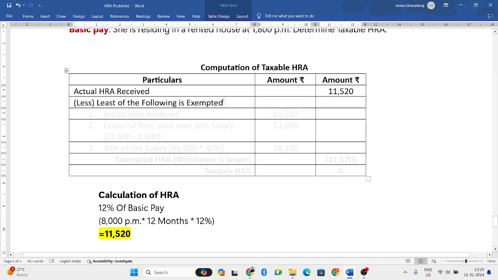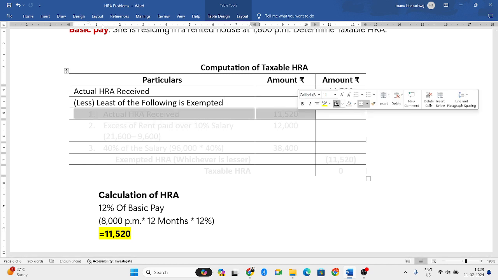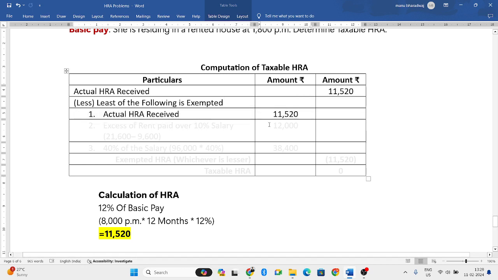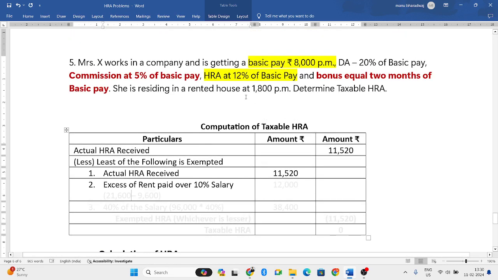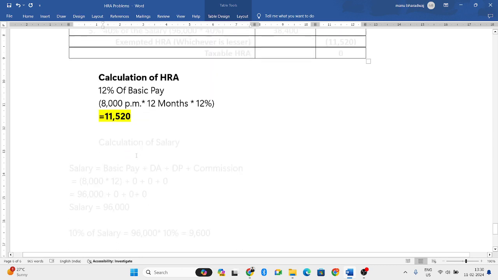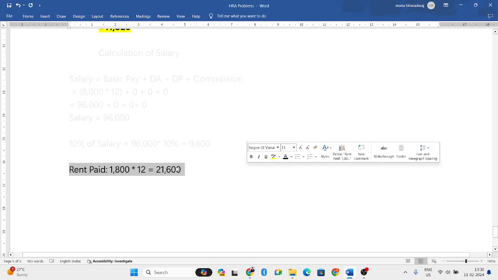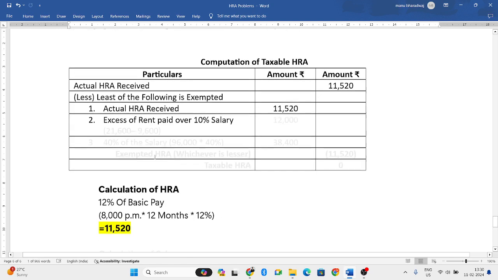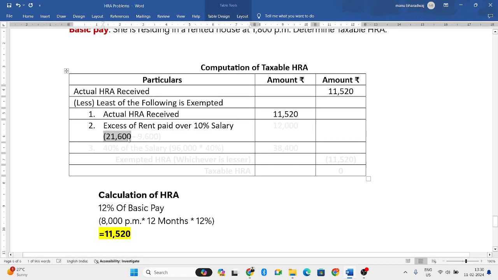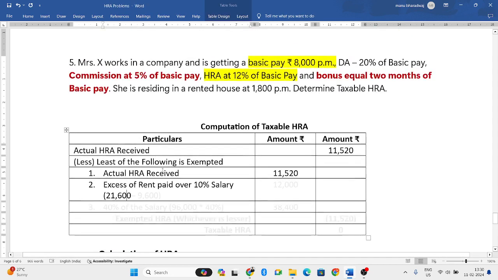Next, least of the following will be exempted. So we have the first exemption, that is actual HRA received, 11,520, we have found out. Next, second exemption is excess of rent paid over 10% of salary. So what is the rent paid? 1,800 per month, into 12 months. It will be 21,600. So the total rent paid is 21,600. So I'll write that 21,600 here, minus 10% of salary.